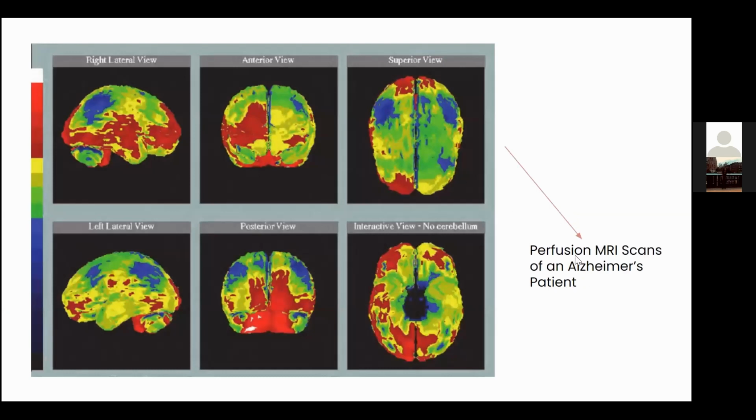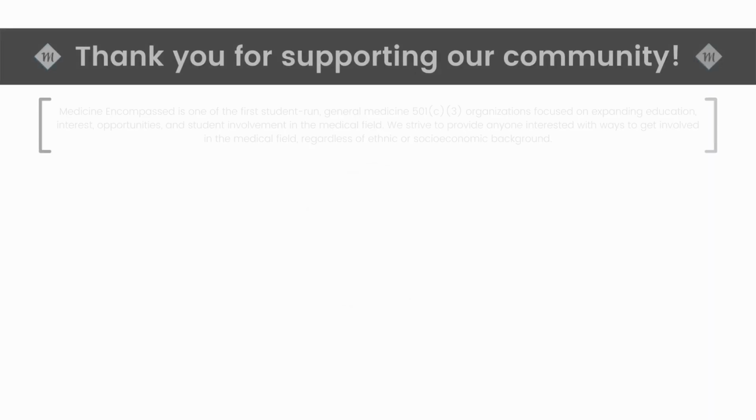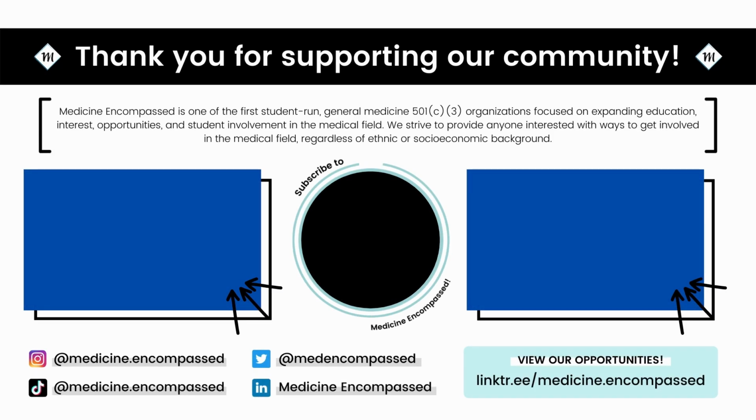So this is a perfusion MRI scan right here. All of these are perfusion MRI scans, and they're just different views of these scans. This is just an example of the scans of Alzheimer's disease.